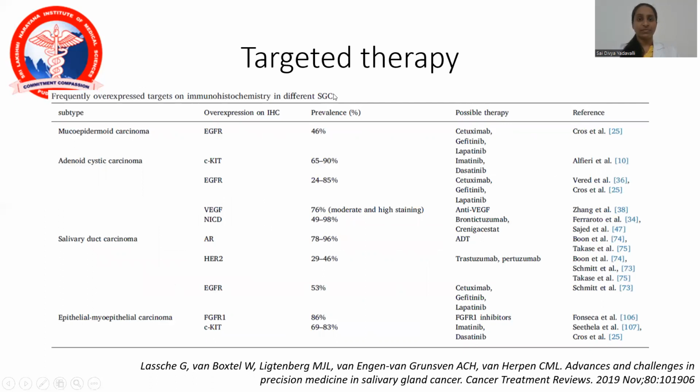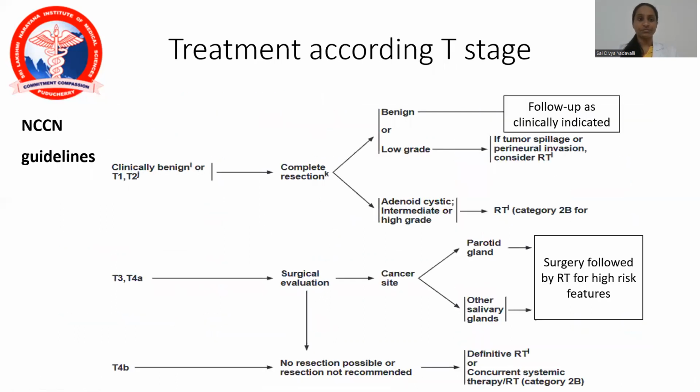Newer therapies for parotid malignancies, as seen in a lot of other malignancies, is targeted therapy. This here is a list of targeted therapies that can be used for different types of pathologies of salivary gland tumors.